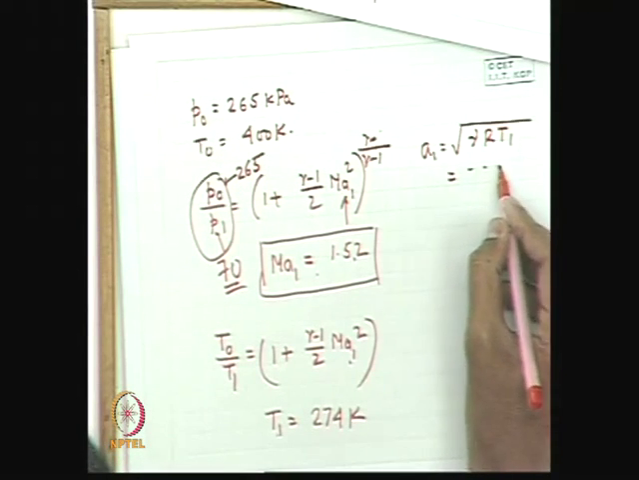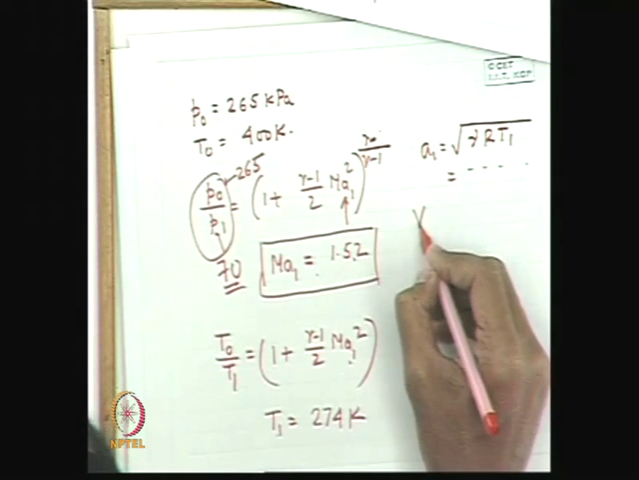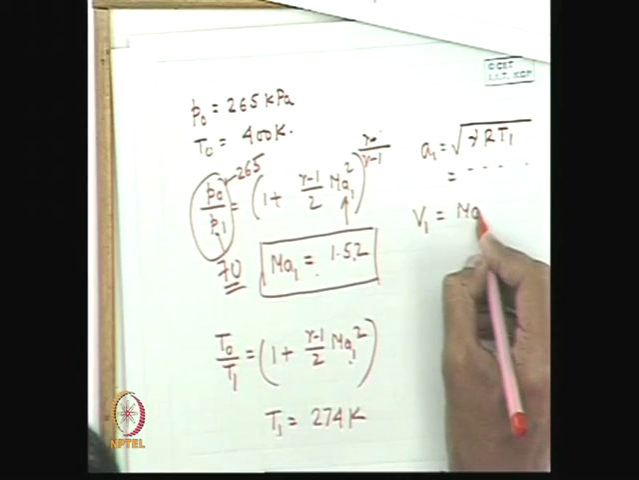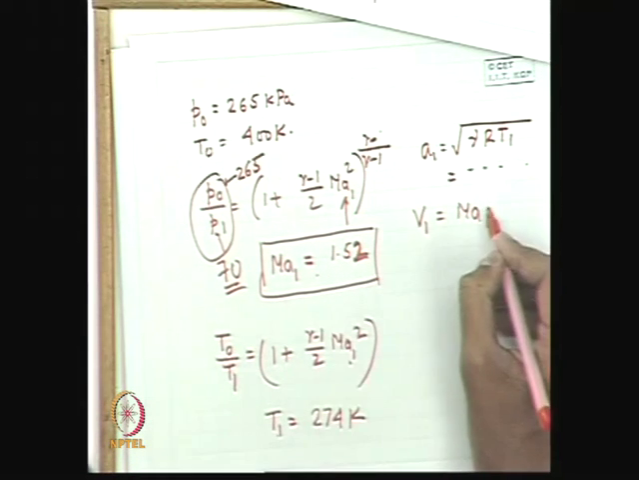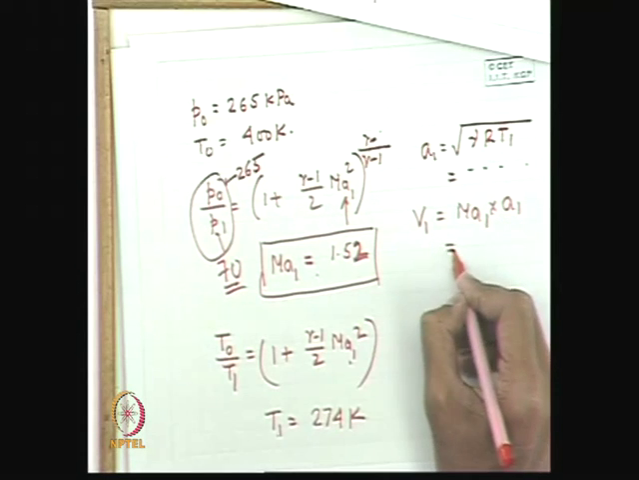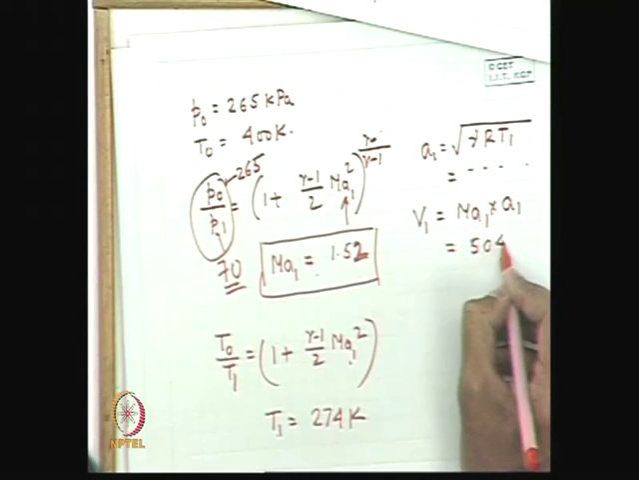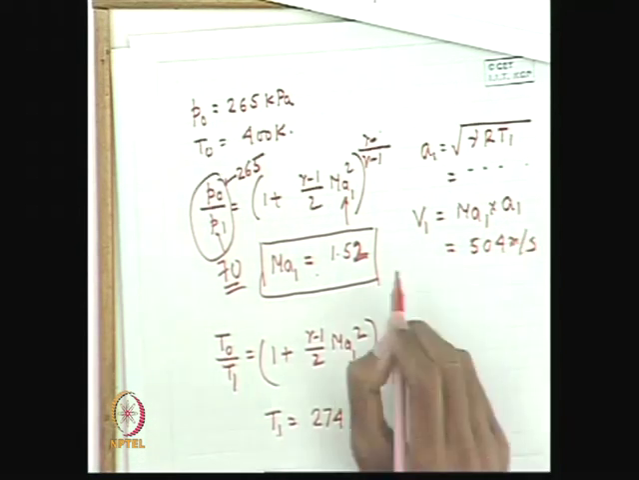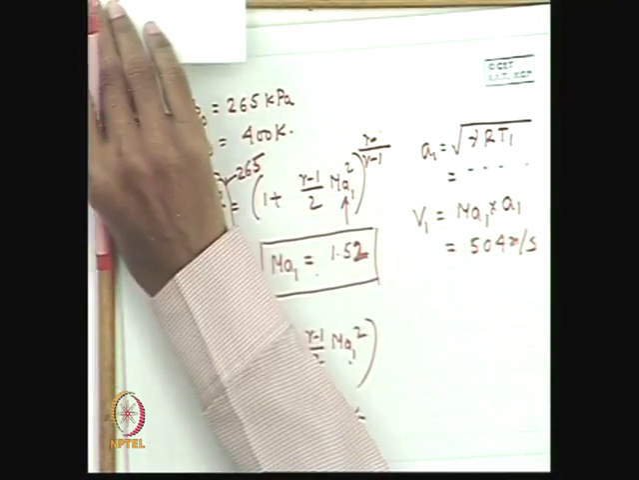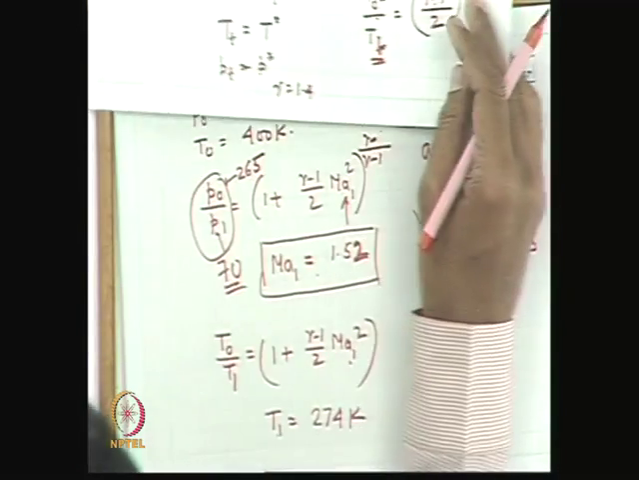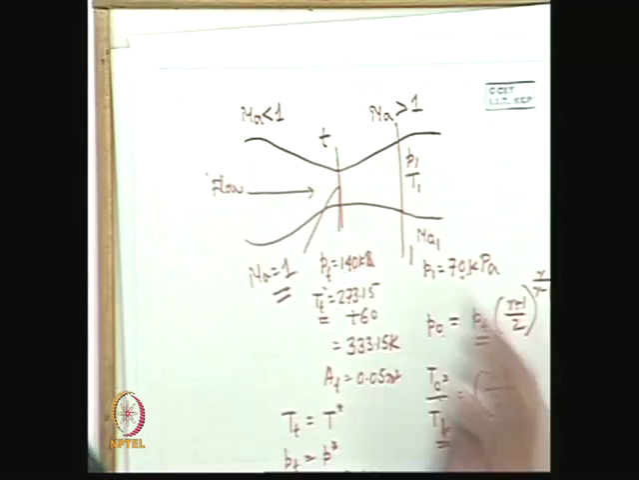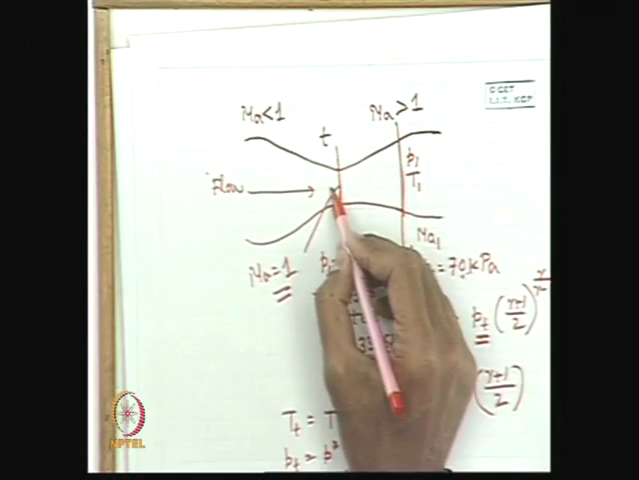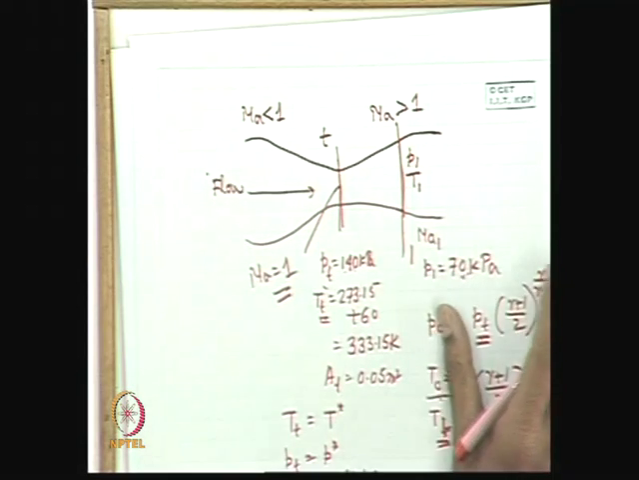So, a becomes root over gamma R T1, and we can find V1 as Mach number 1.52 times A1, and that value becomes equal to 504 meter per second. Now, to find the area of cross section, the area of cross section here is to be found out by equating the mass flow rate under steady condition.